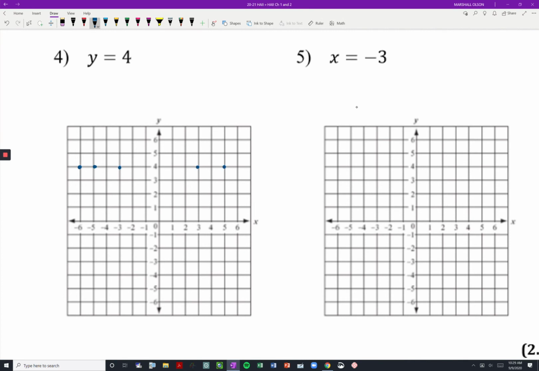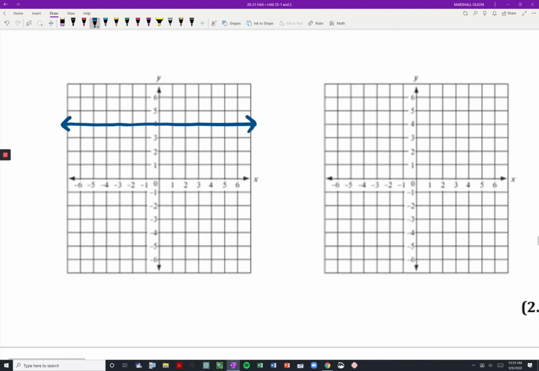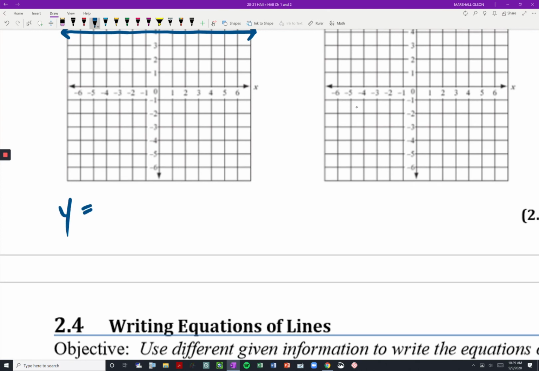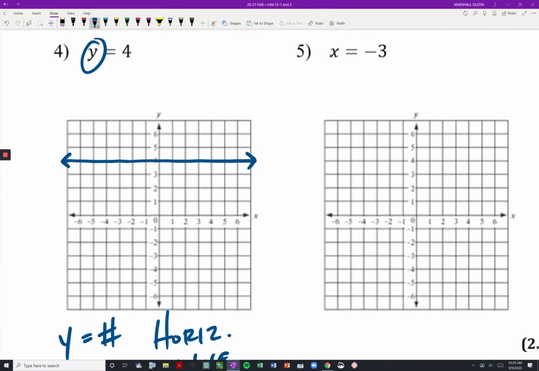Now, you don't have to draw points. I'm just making a case here. But this is going to be a horizontal line going through 4 on the y-axis. Okay, so make sure you know that y equals some number is a horizontal line. I just remember whatever variable I see right there, if it's one variable, whatever variable it is, it goes through that value on that axis, perpendicular to that axis, straight through that axis.